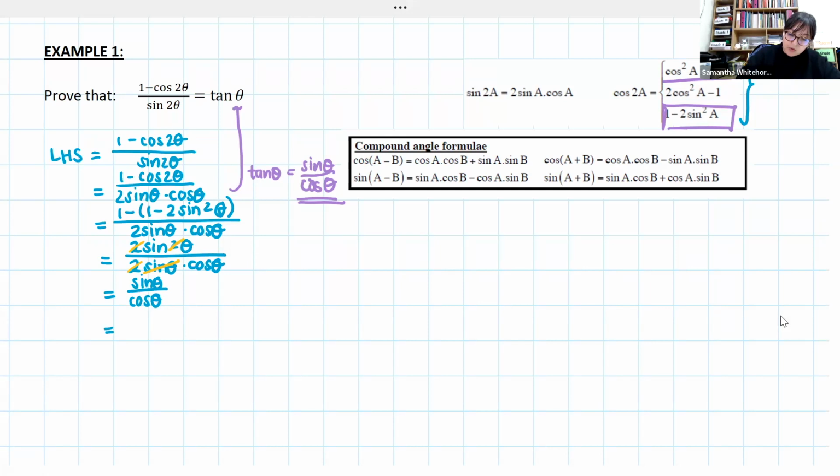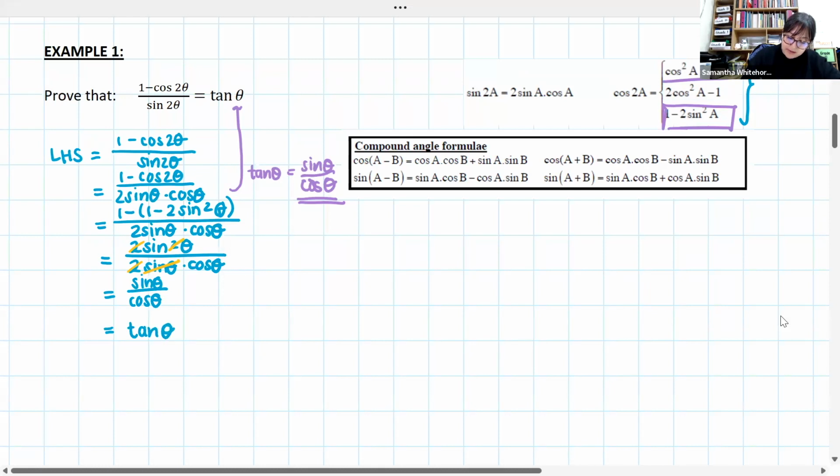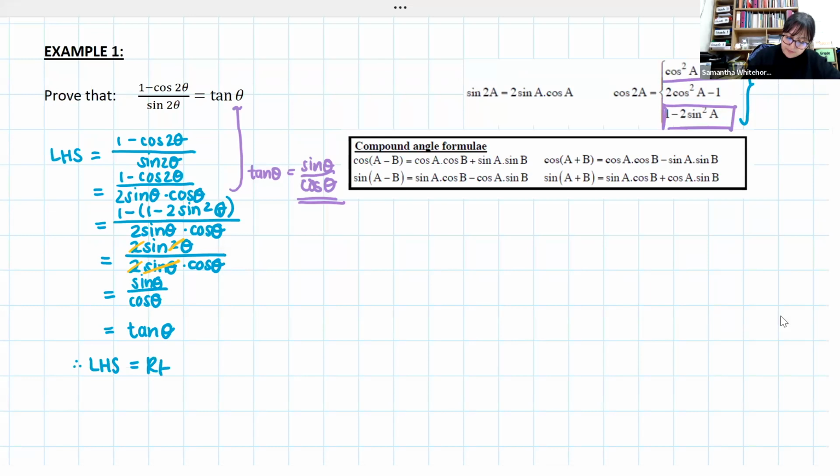And remember, according to my tan double angle identity, sine over cos is equal to tan. And what I have therefore proven is that the left-hand side is equal to my right-hand side.